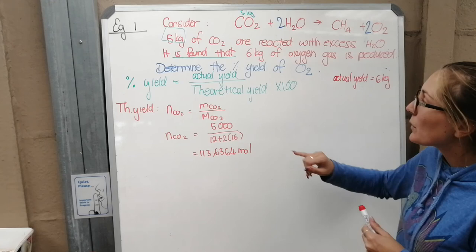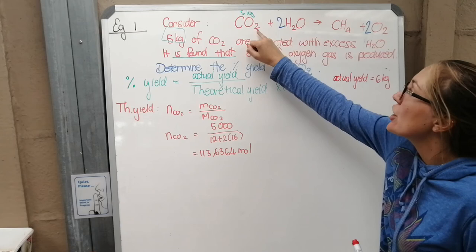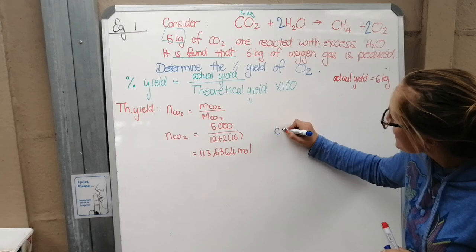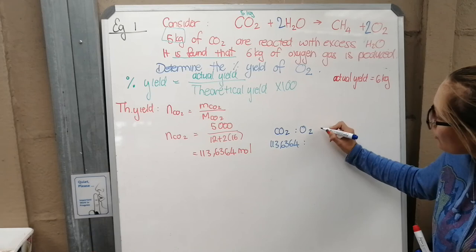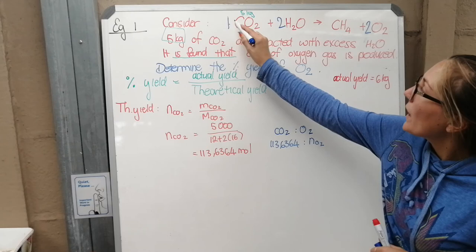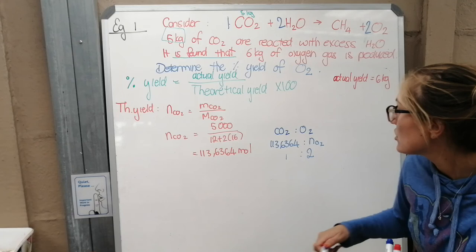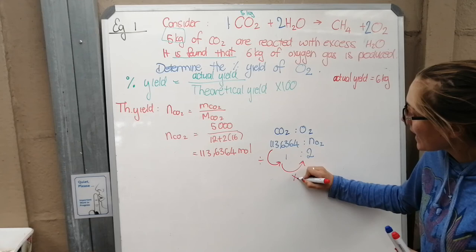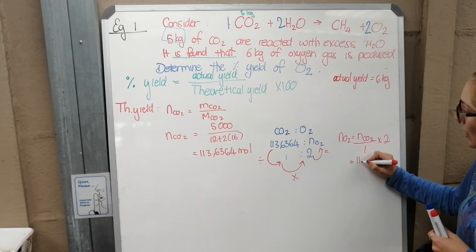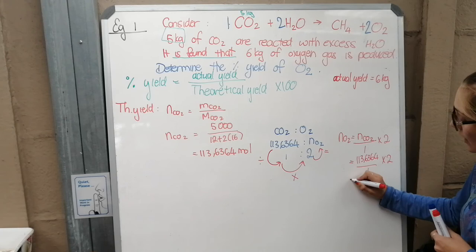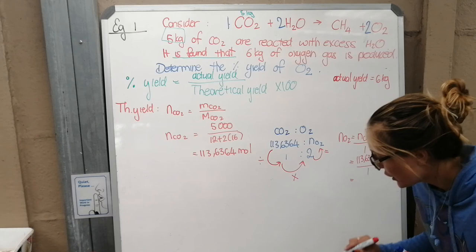Now we use mole ratios, or balancing number ratios, to determine the moles of oxygen. So what we know to what we want: CO2 to O2. From our balanced equation, that's a 1:2 ratio. So if we want the number of moles of O2, we take the number of moles of CO2, divide by 1, times by 2, and that will give us the number of moles of O2. So the moles of O2 equals the moles of CO2 divided by 1 times 2. We sub in 113.6364 over 1 times 2, and we get 227.2728 moles.